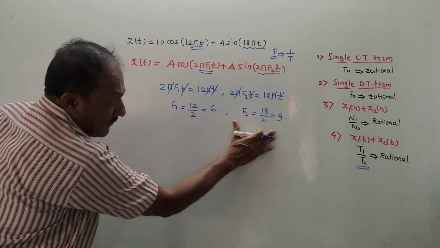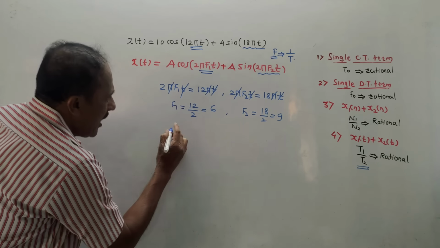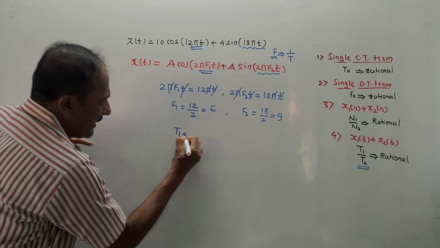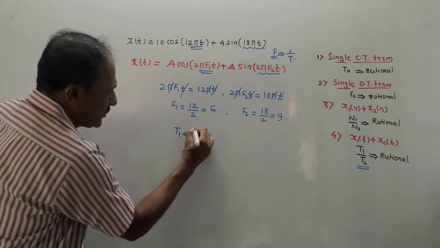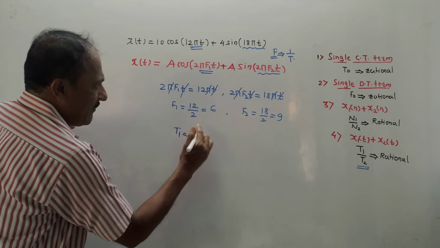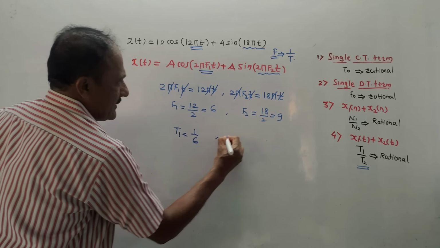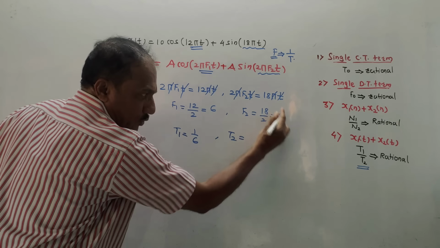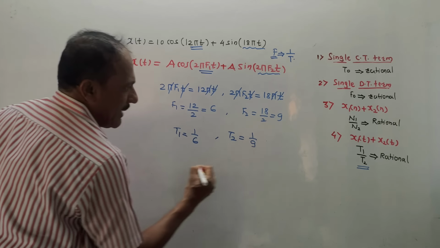I have values of f1 and f2. How to calculate T1? T1 is simply the reciprocal of f1. So T1 is 1 by f1. So I will directly write 1 by f1 is 1 by 6. Similarly, T2 is 1 by f2, the reciprocal of this. It is 1 by 9.